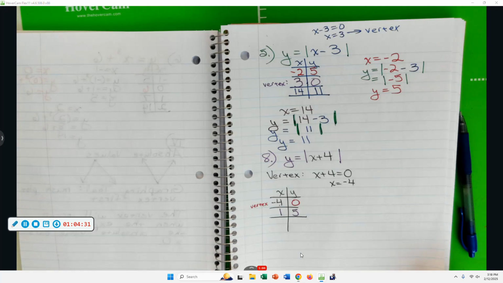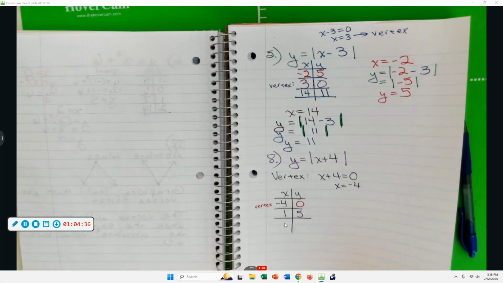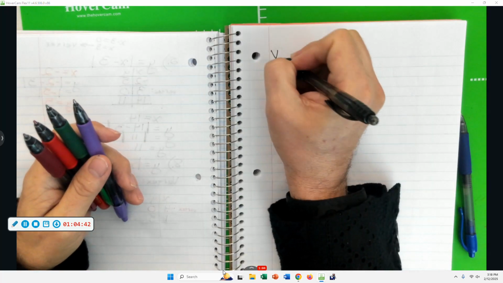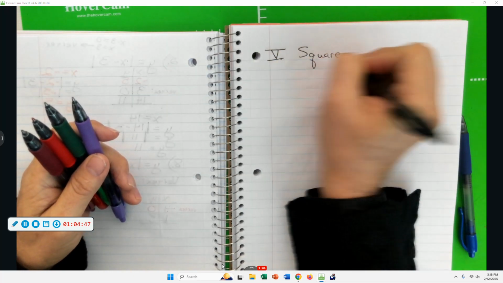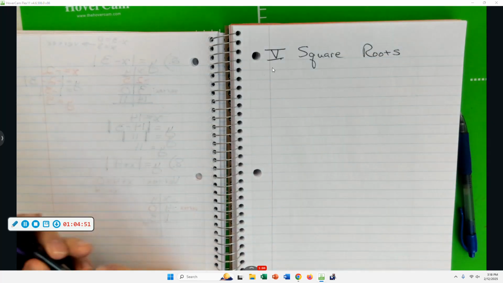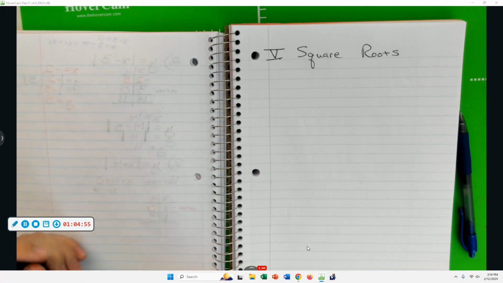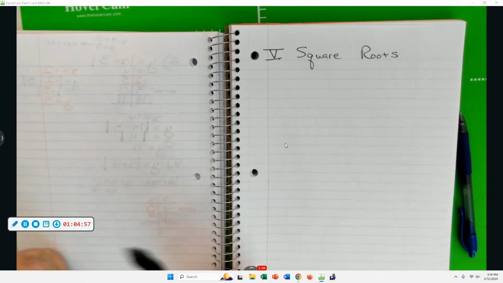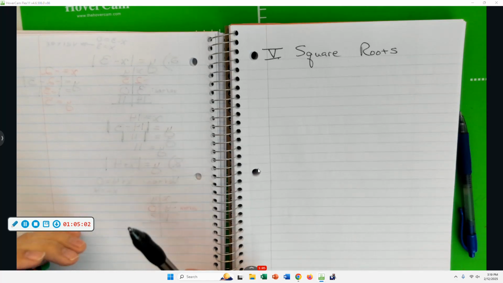We've graphed lines, quadratics, cubics, absolute values. Our 5th shape that we're going to be graphing, square root expressions. So Roman numeral 5, square roots. This book does not have a square root graphing tool built into it. Some MyLab courses do have a square root graphing tool. This isn't one of them, okay?